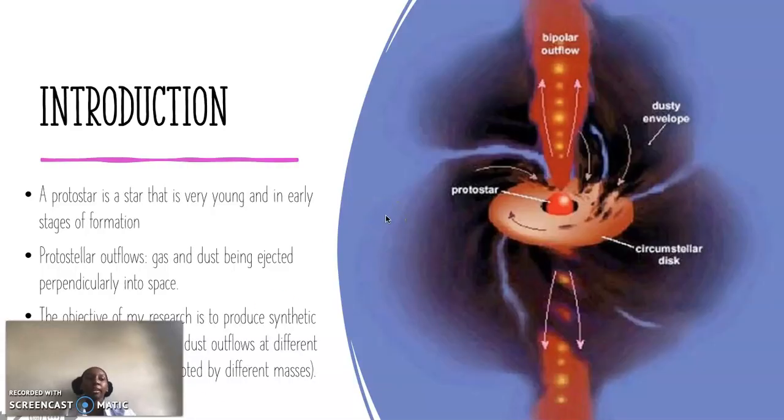When stars are very young and are in early stages of formation, they are called a protostar. As they evolve and accumulate mass from the circumstellar disk, they produce protostellar outflows, as seen in this image. Protostellar outflows are caused by gas and dust that never reach the young star. They instead interact with a dusty envelope and are ejected perpendicularly into space.